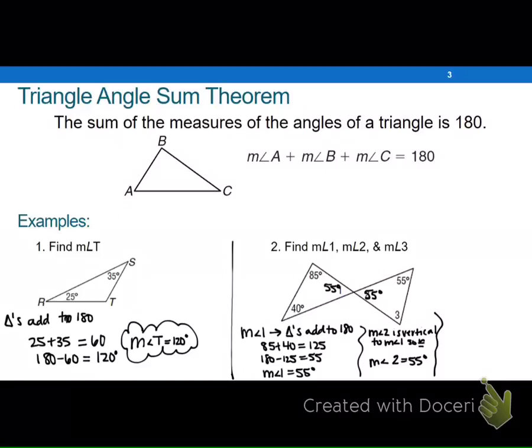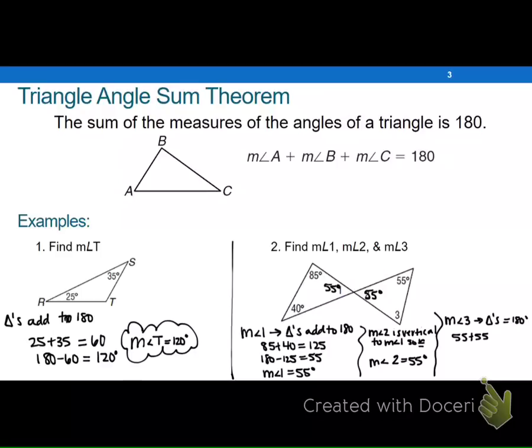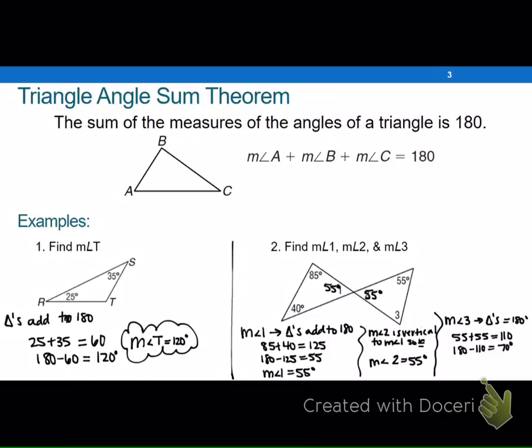So how can I find that third angle, Cameron? How can I find the measure of angle 3? Add 55 and 55 and subtract that from 180. Good. So 55 plus 55 is 110. Subtract that from 180. And we get 70. So the measure of angle 3 is 70 degrees.